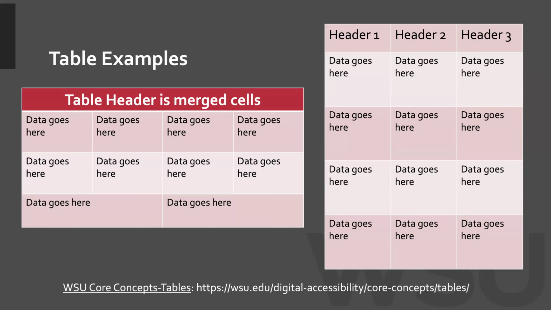The reason this is not accessible is because assistive technology uses the table header to identify the relationship between the information in the cells. So it's very important to have one simple header row, not have merged cells, so that the relationship between the header and the data can be associated.